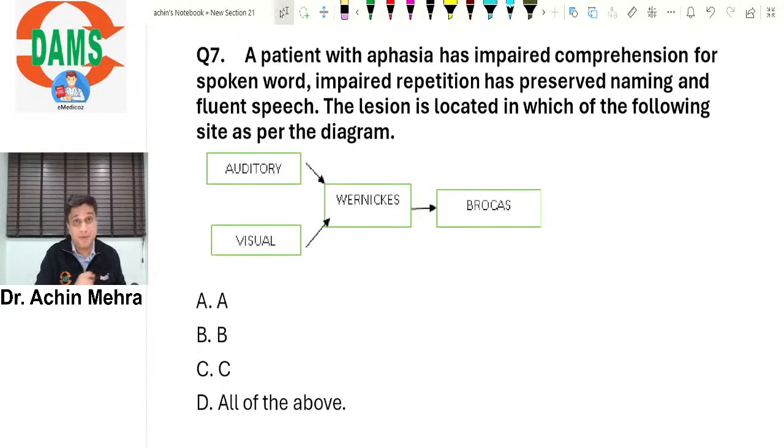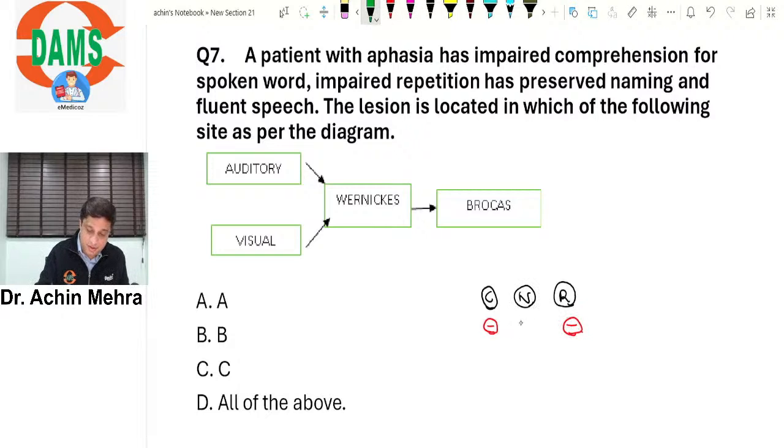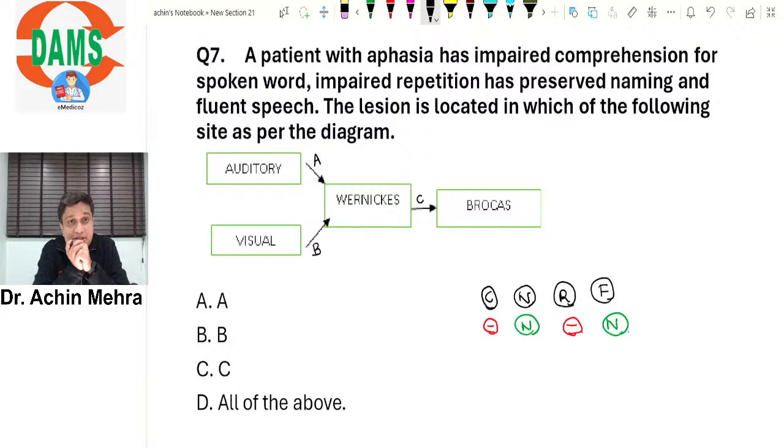A patient with aphasia has impaired comprehension for spoken words. He has impaired repetition, while his naming is preserved and fluency is intact. So where is the damage likely? And I'll give this an order also, A, B and C. Tell me. Look at this and tell me the answer now. First of all, what aphasia are we seeing this as?